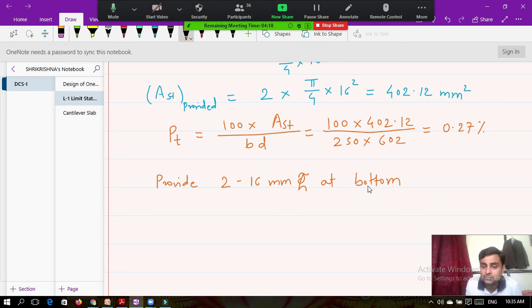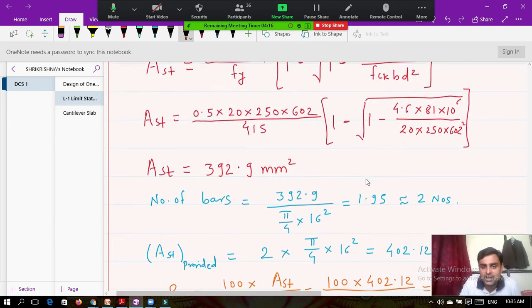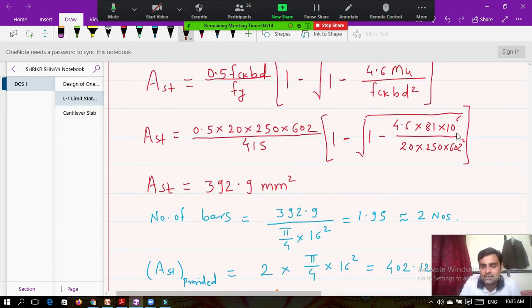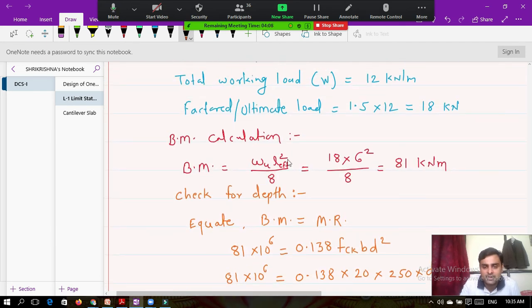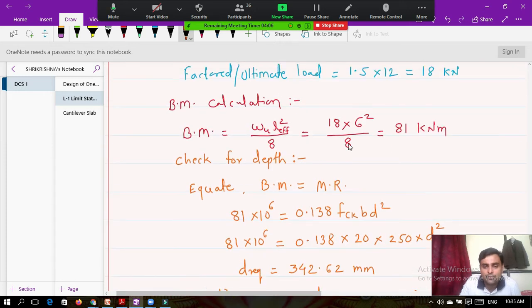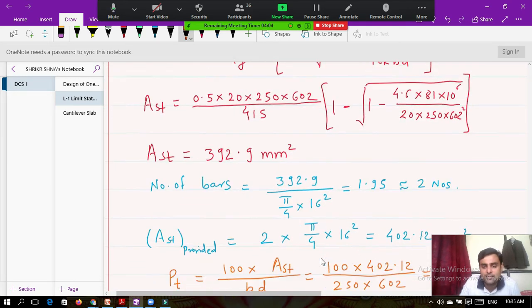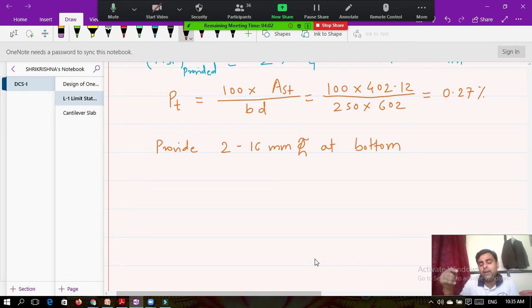Why at bottom? Because these bars are designed for this bending moment 81.06, and this bending moment we have calculated considering the beam is simply supported. Now for a simply supported beam the curvature of the bending moment is sagging. So sagging means tension is at bottom, and we always provide the steel to resist the tension. So tension is at bottom, that is why this steel we need to provide at bottom.